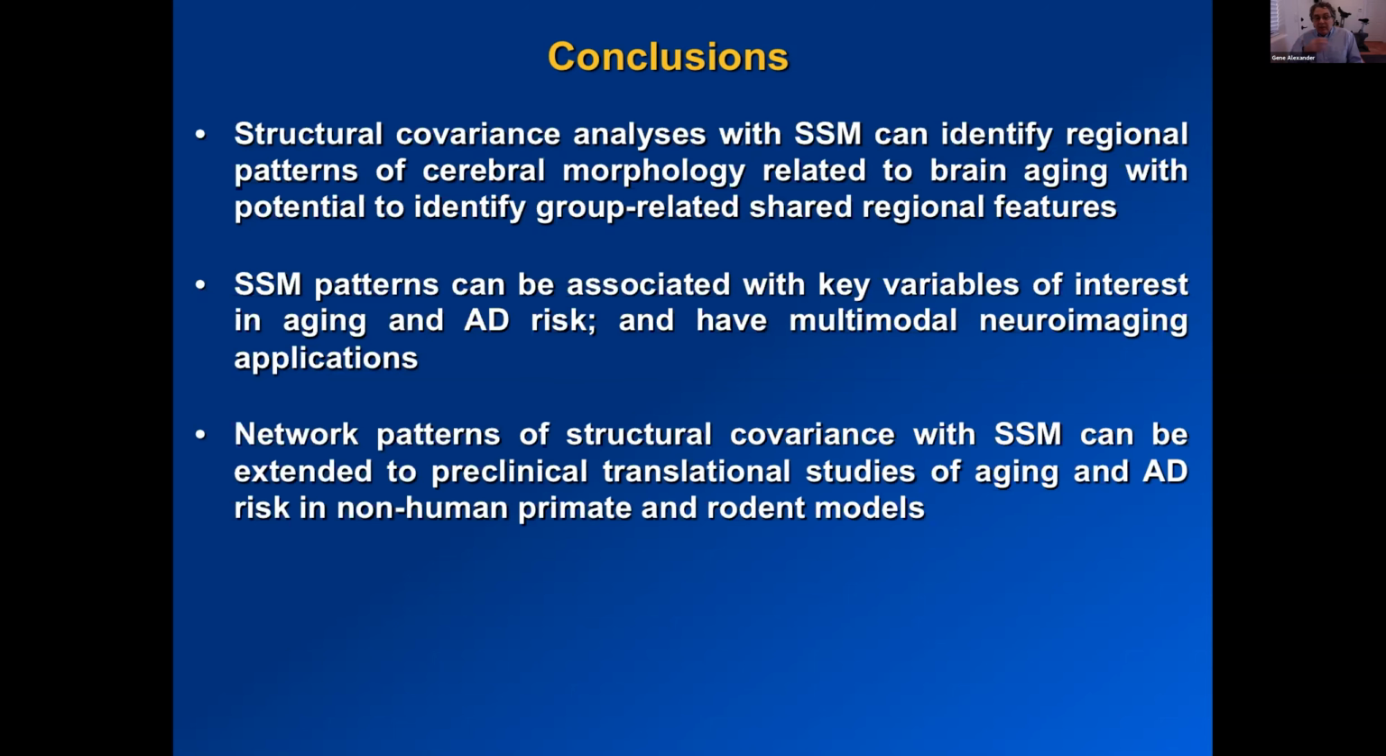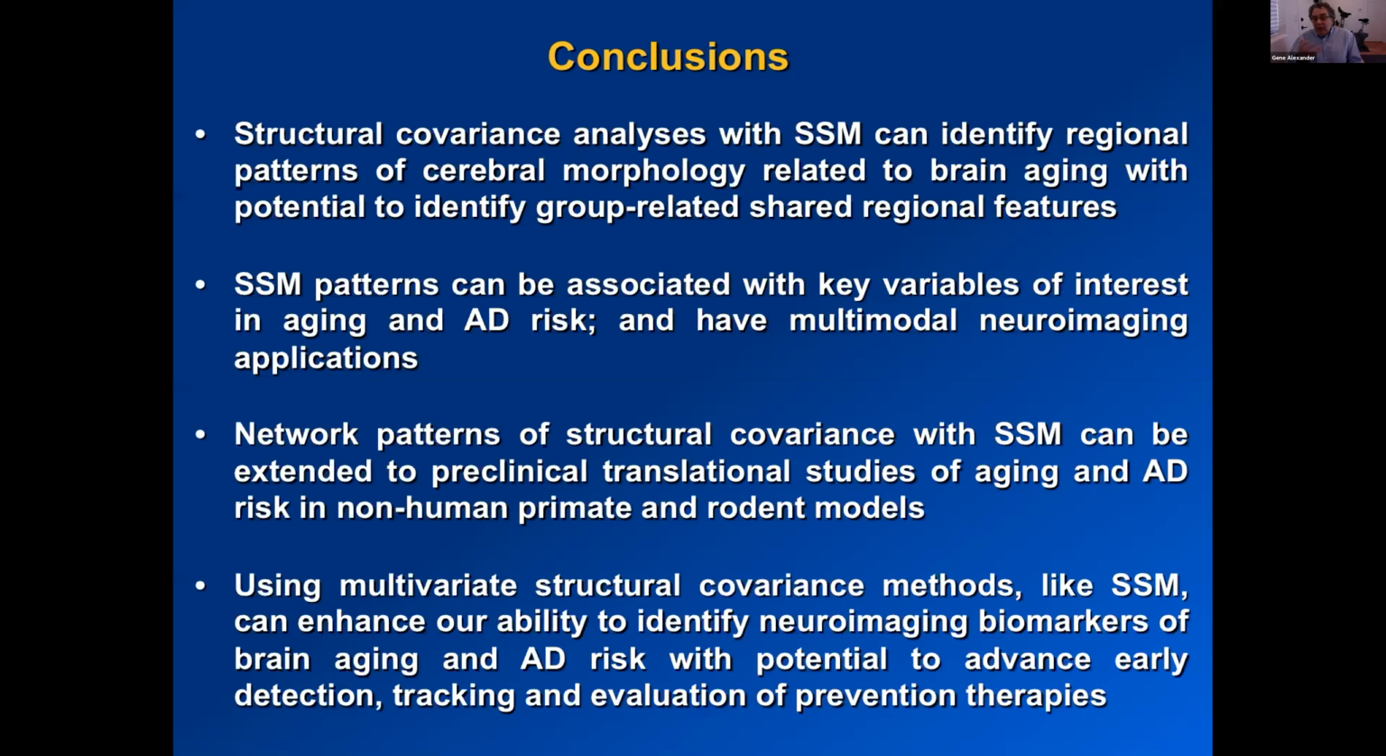And then finally, I hope you can see that these kinds of multivariate techniques can be very powerful and useful in trying to characterize neuroimaging biomarkers in this context of brain aging and AD risk, with the potential for helping detection, tracking, and prevention therapies.